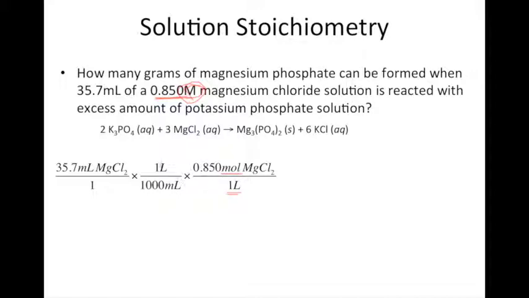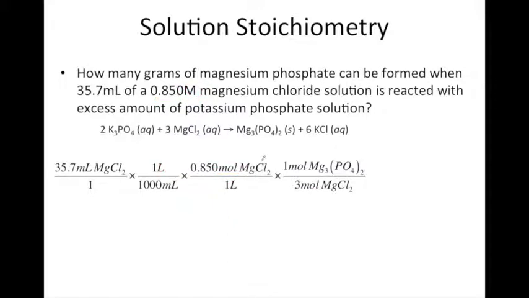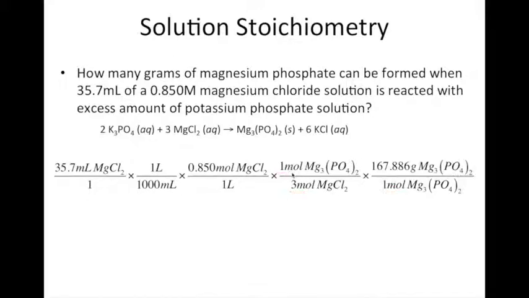And that's what we want to do. So that's why we have to convert it to liters. That way our liters cancel. We can calculate moles of magnesium chloride that we're starting with. Now we use our balanced chemical equation ratio. 3 moles of magnesium chloride will produce 1 mole of magnesium phosphate. And finally, use the molar mass of magnesium phosphate to convert the moles of magnesium phosphate into grams.